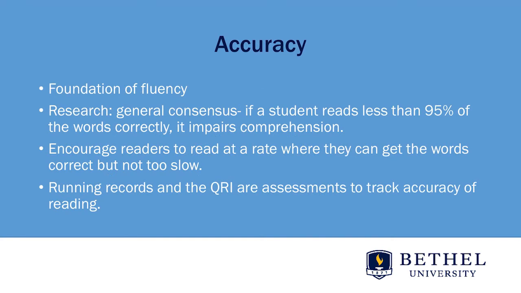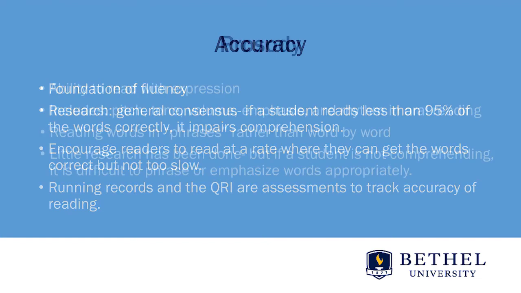A second component of being a fluent reader is accuracy. As mentioned in the previous slide, reading too fast may cause errors in reading words. The general consensus is that if a student reads less than 95% of the words correctly, it impairs comprehension. Helping students to increase their rate while being accurate is key. You can assess accuracy using running records and the Qualitative Reading Inventory, the QRI.